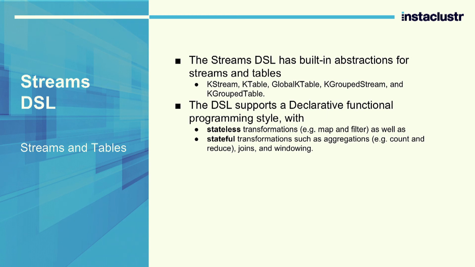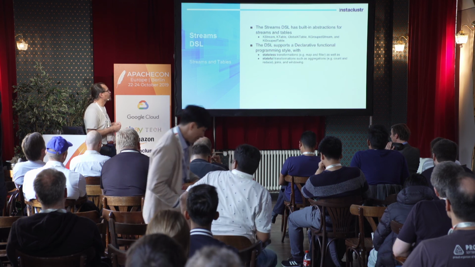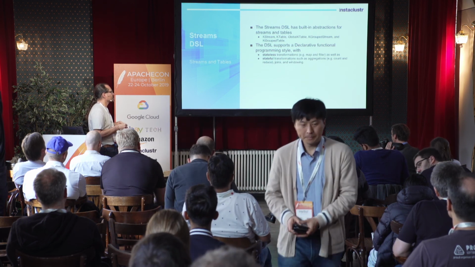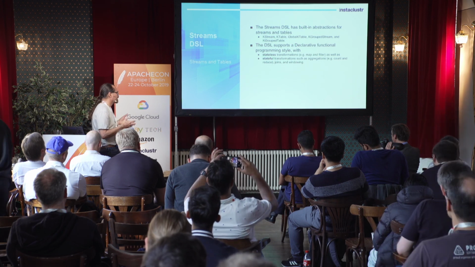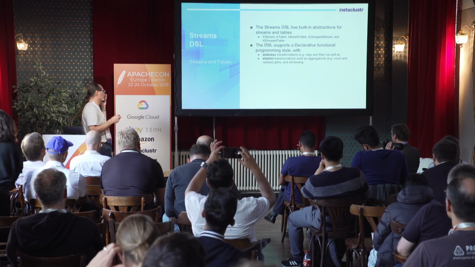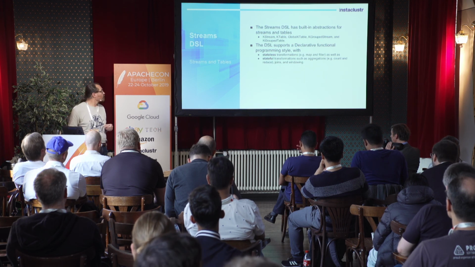So the Streams DSL has built-in abstractions for streams and tables. There's a whole bunch of sort of weirdly named things to do with streams and tables there. And it supports a declarative functional programming style, which, if you're familiar with that style, makes it relatively easy to write a streams application. If you're not, then it's a bit harder to get your head around that. There's two sorts of transformations. There's stateless, for example, a map and a filter operation, as well as stateful transformations such as aggregations, including count, reduce, joins, and windowing. So it's got some quite complex stateful operations.